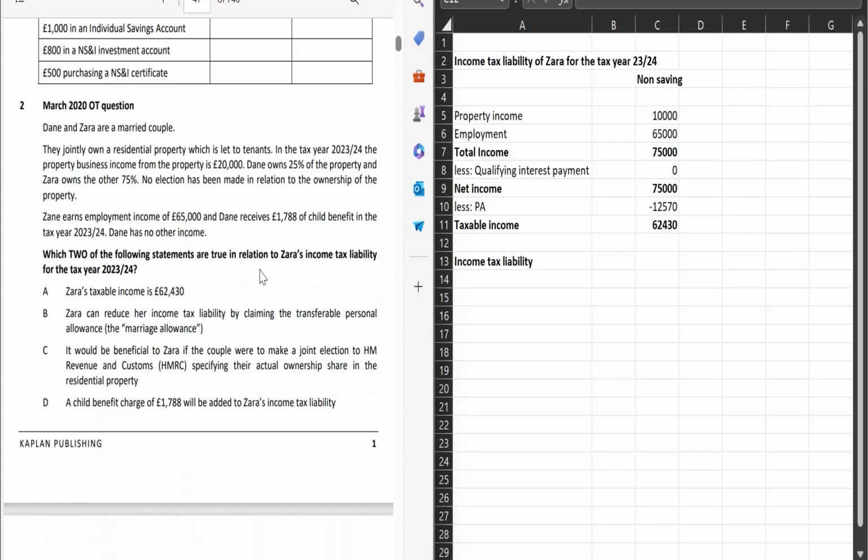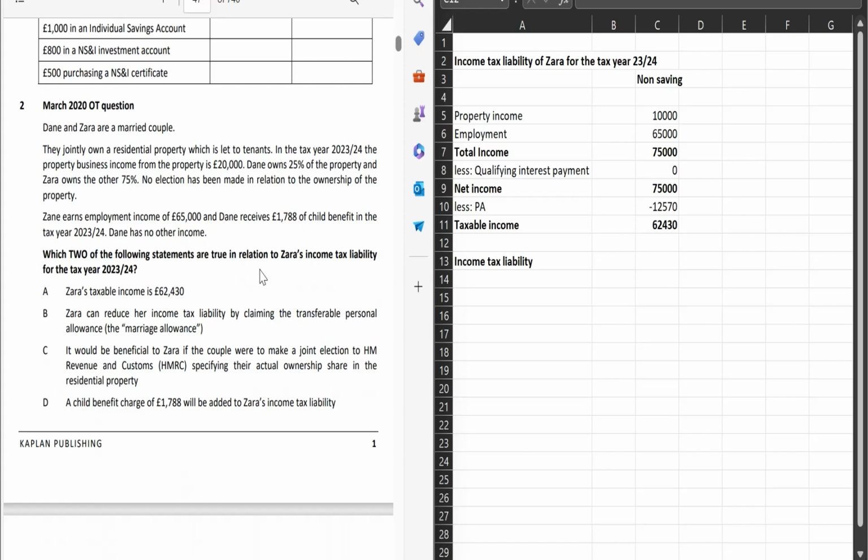Basically, in the case of a property jointly owned by spouses, you have to make an election to HMRC stating the percentage of ownership each spouse has in the property. If you make no election, then HMRC will assume they each have 50% ownership. So in our case, even though they actually own 25% and 75%, they didn't make the election, so the actual ownership will be ignored and we will assume it's 50-50.